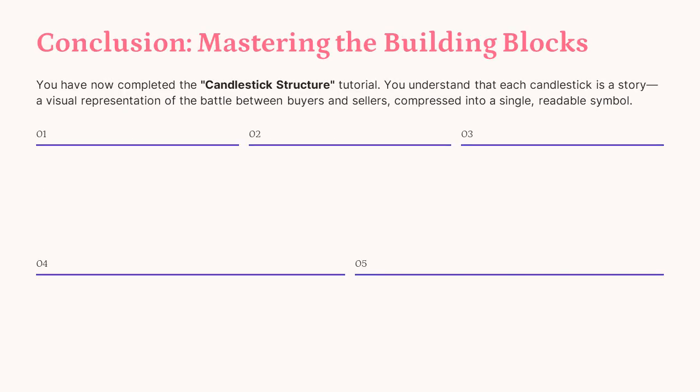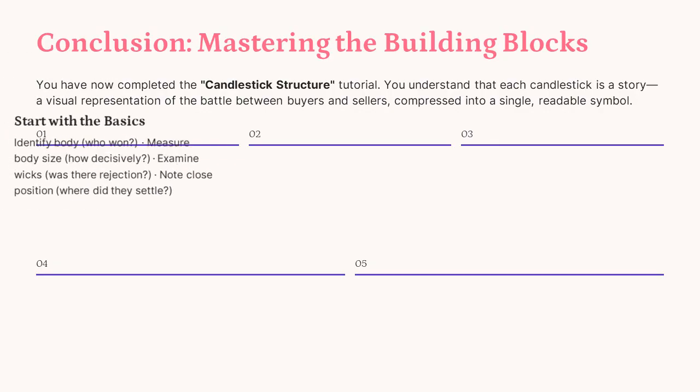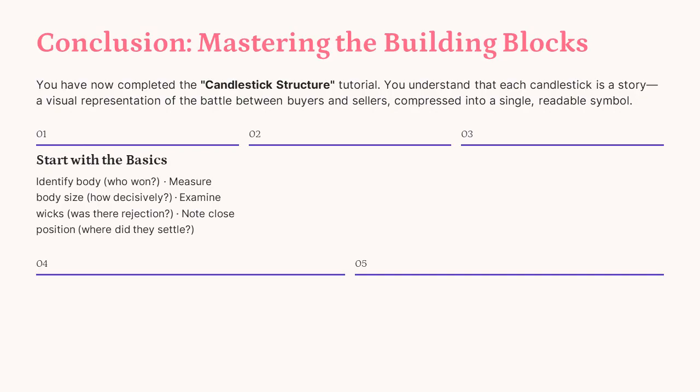Let's bring everything together. You now have a complete framework for understanding and analyzing candlestick charts. Here's your candlestick framework. 5 steps to follow every time you look at a chart. Step 1. Start with the basics. Identify who won, bullish or bearish body. Measure how decisively, body length. Examine the wicks. Was there rejection? Note the close position. Where did price settle?